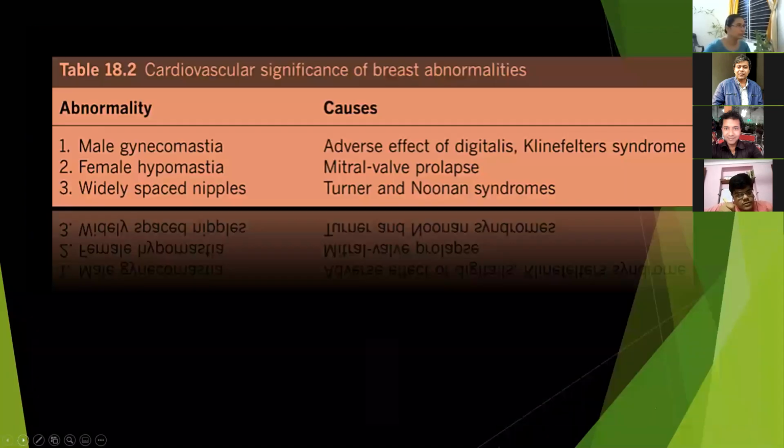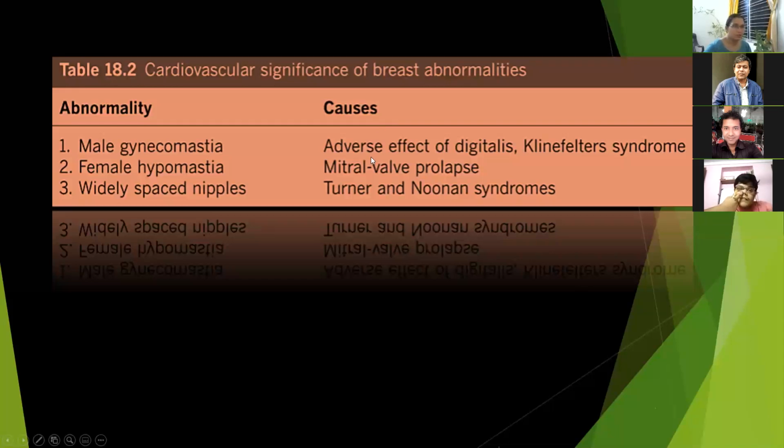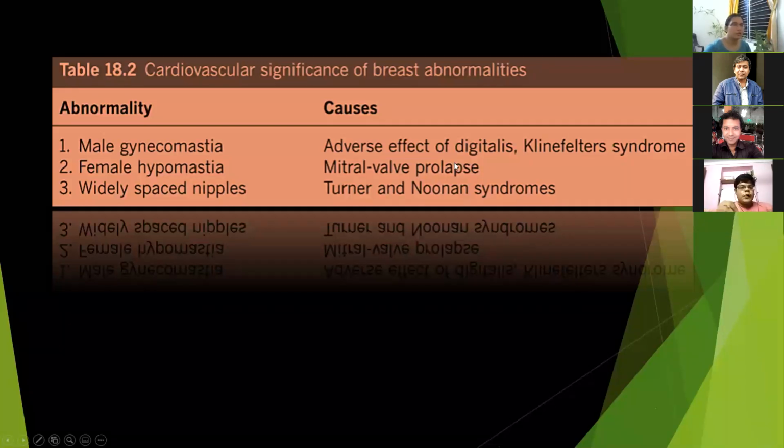Now about the significance of breast abnormalities. There may be male gynecomastia. The commonest cause clinically is adverse effect of digitalis therapy. Digitalis is a very commonly used drug in heart failure, and patients who are on long-term digitalis commonly complain of gynecomastia. Another drug which causes gynecomastia or mastitis in males is aldactone or spironolactone.